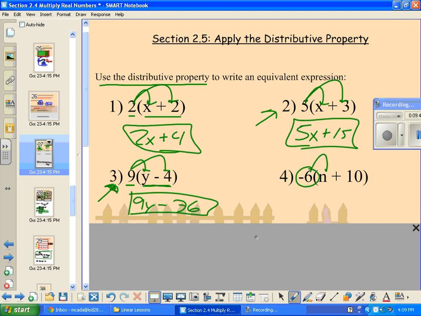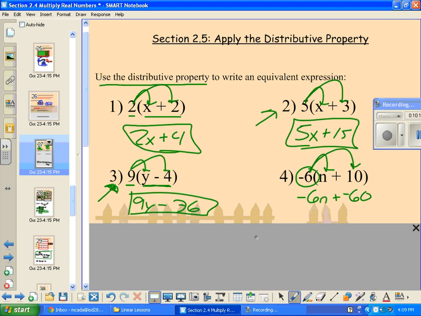Number 4 here, just a little different, but notice that I do have a negative 6 here. So when I distribute, it's like I multiply each of these by negative 6, and we worked on multiplying positive and negative numbers. So keep those rules in mind when you're doing a problem that has a negative like this. Negative 6 times n gives me negative 6n. And then there's two ways I can write this second part. I'm going to take negative 6 times 10, and I could think of that like negative 60. So I could write negative 6n plus negative 60.